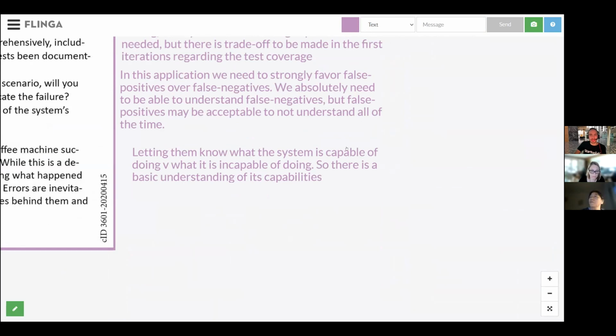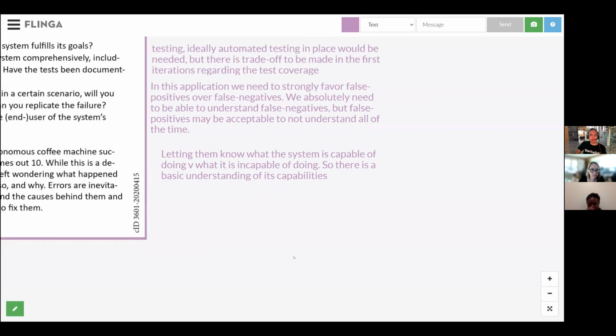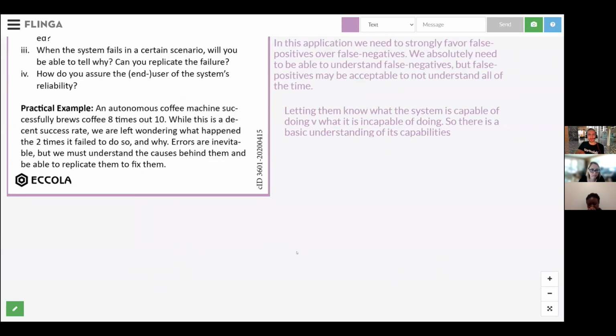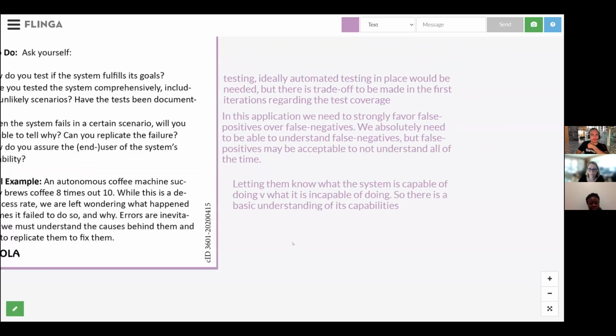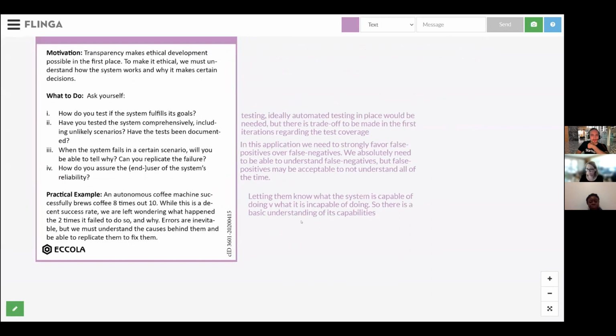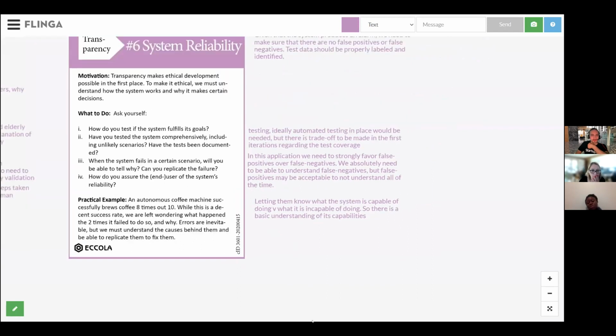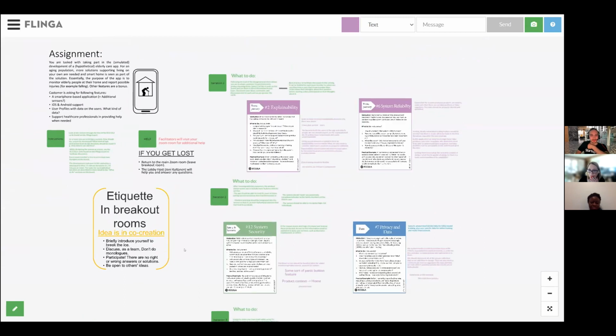Do you feel that this is really related to that one, or am I just seeing it? I think it is, because knowing what it's capable of doing versus what it's incapable of doing helps with that evaluation. At least you can evaluate it to know, okay, this is what it does, this is what it's incapable of doing. Yeah.